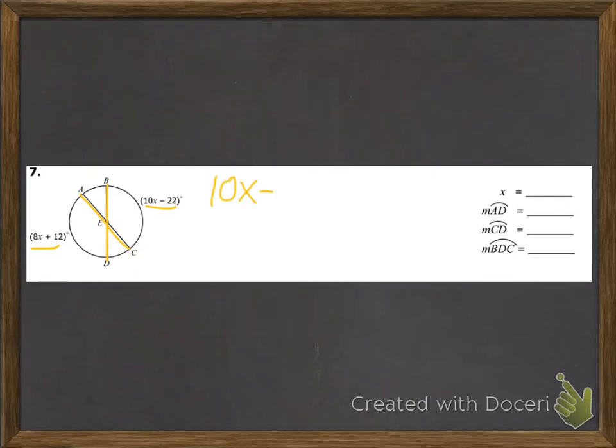So you're going to have 10x minus 22 equals 8x plus 12. I like to keep my numbers positive, so I'm going to subtract 8x, and then get 2x over here. Add the 22 to both sides, so now you're going to end up getting 34. And lastly, divide both sides by 2, and x is equal to 17. So I'm going to go over here, put x equals 17.